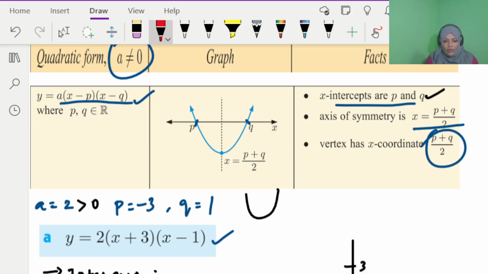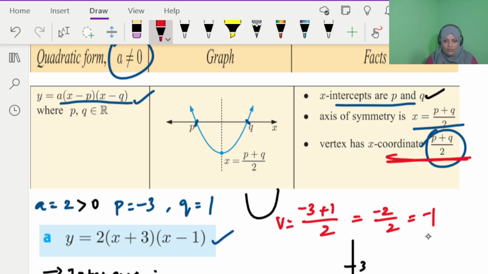Okay. Now what do we need to find? We have to find the vertex. What is the vertex coordinate? It's (p + q) by 2. So it is (negative 3 plus 1) by 2, which is nothing but negative 2 by 2, which is negative 1. Correct? So the x value of the vertex is x equals negative 1.